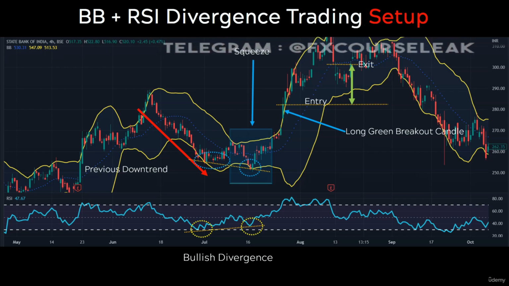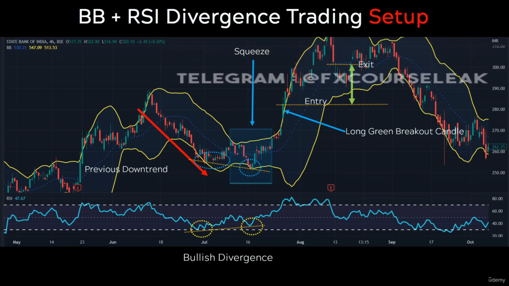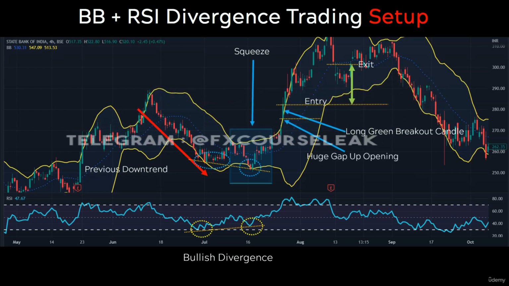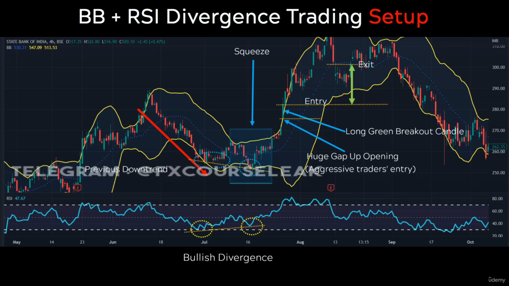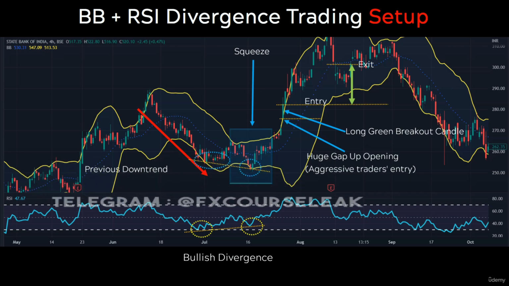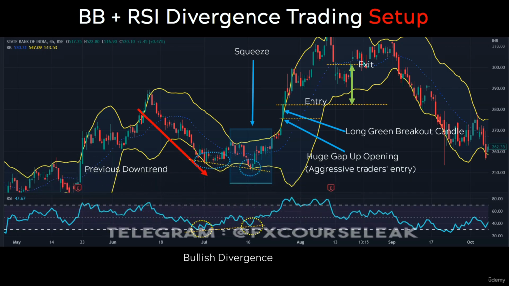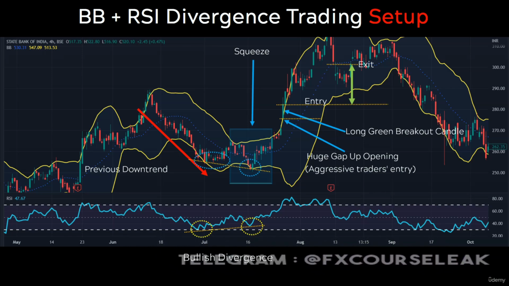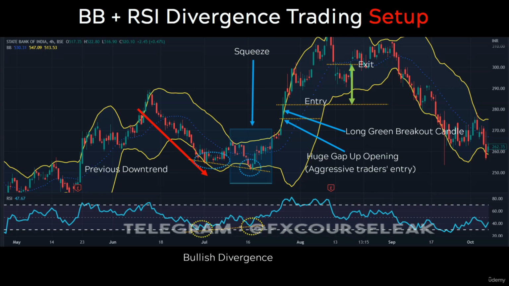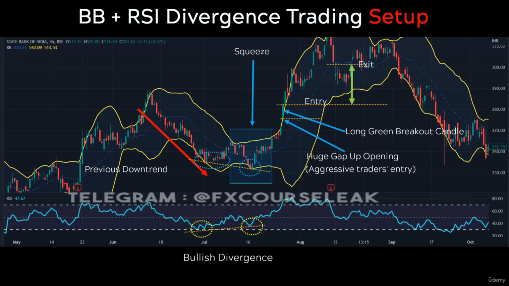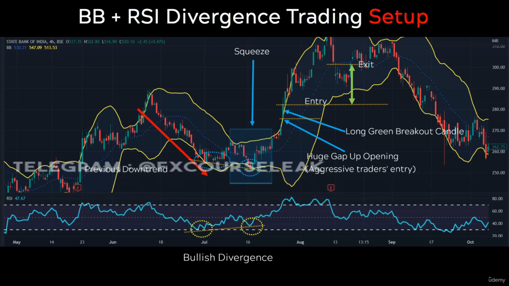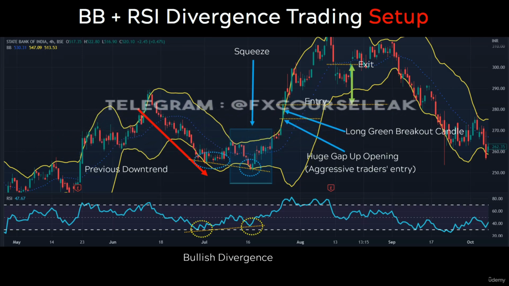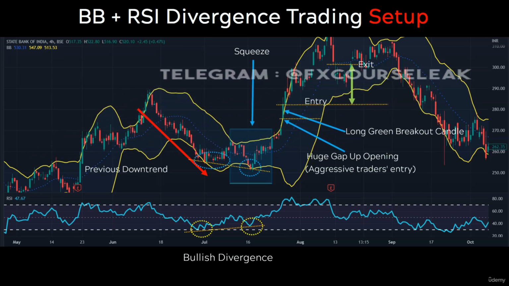But friends, please note only aggressive traders can take entry at opening of this long green candle as well. Now can you tell why? Well, read the price action carefully here. This candle had a huge gap up opening and this clearly indicates huge momentum. Previous day candle closed above the Bollinger band and today we had a gap up opening and that too outside the upper band. So if you can read the price action really well, then you could have even taken your entry at the opening of this gap up candle and increased your profit margins.